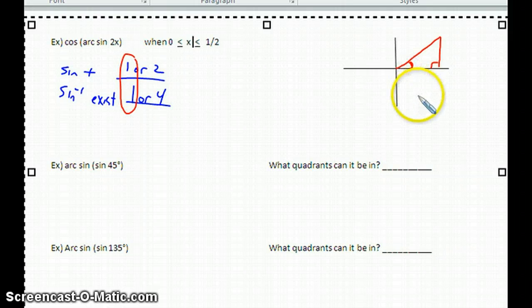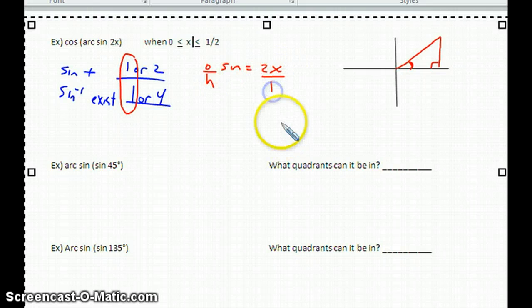There's the angle we're going from. So now let's give this triangle a sine equal to 2x. Now in this case it's opposite over hypotenuse. So the easiest way to make this be a fraction is to put it over 1. So opposite side, hypotenuse.